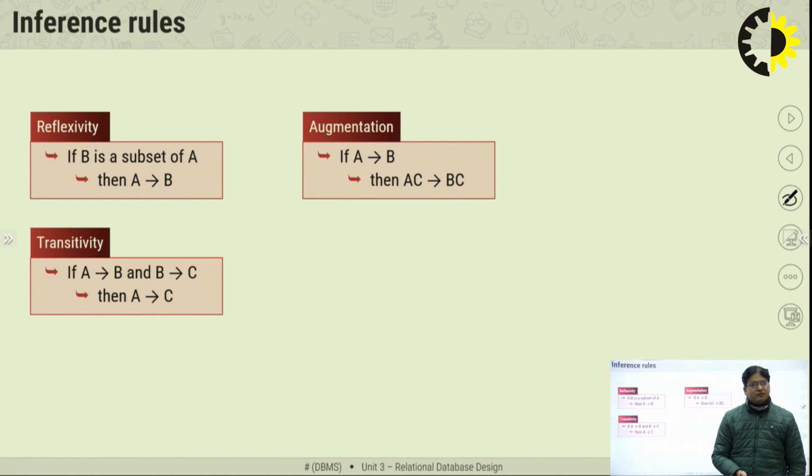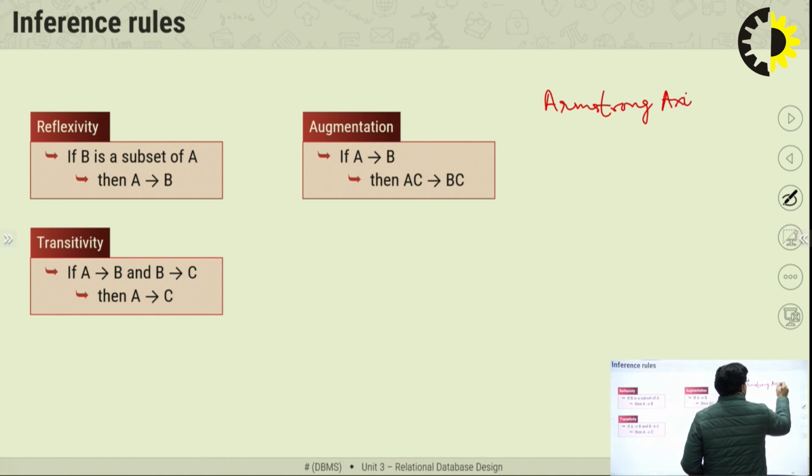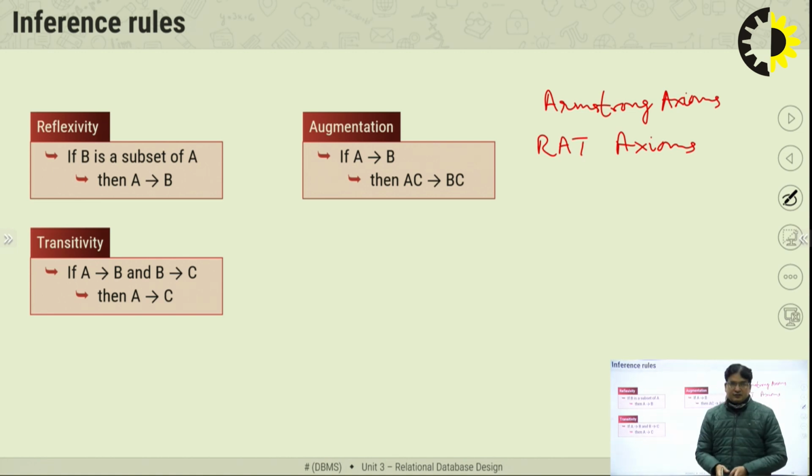This is transitivity rule. These first three rules are known as Armstrong axioms. These rules do not have any proof. These are basically axioms, meaning they are supposed to be true. We don't need any verification to prove them. So these first three rules are known as Armstrong axioms. These are complete and sound because they allow us to generate other FDs.